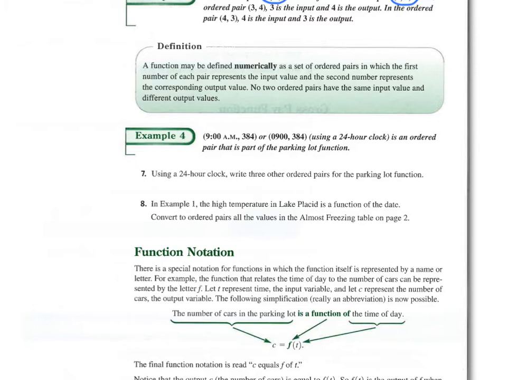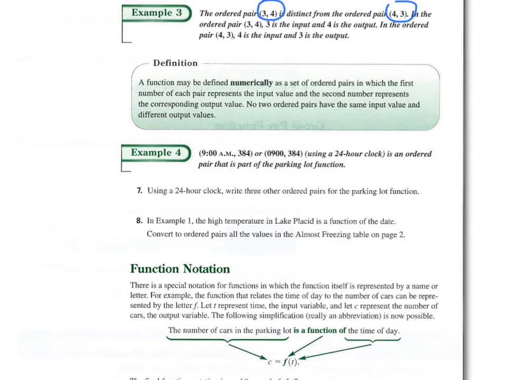So if I'm looking at 4 o'clock, there's 278 cars. Well, 4 o'clock would be, okay, let's see, which one do I want to do here? Okay, so we'll do 1600. That would be 278 cars. Okay, so that would be writing as an ordered pair, input, output.